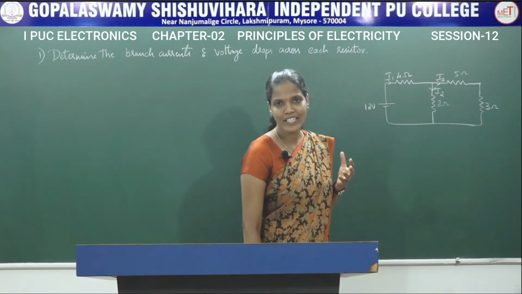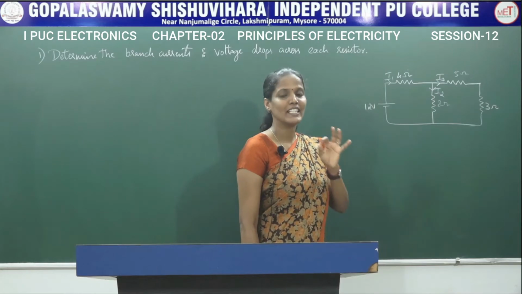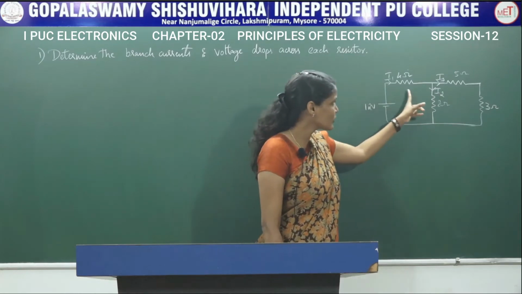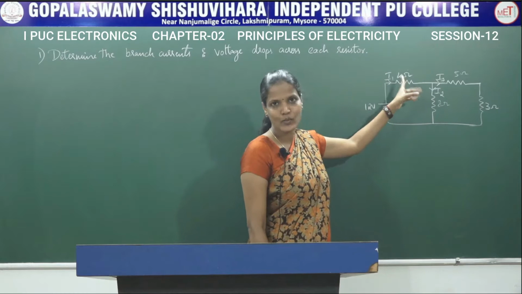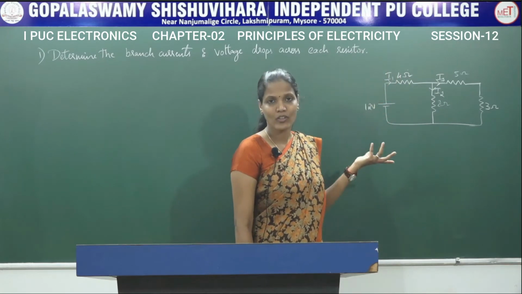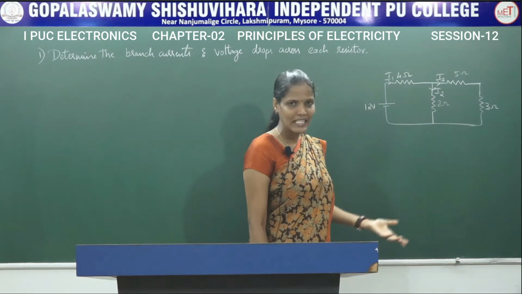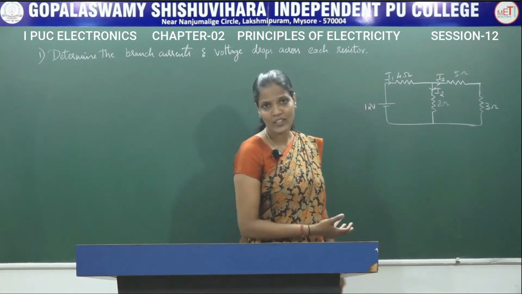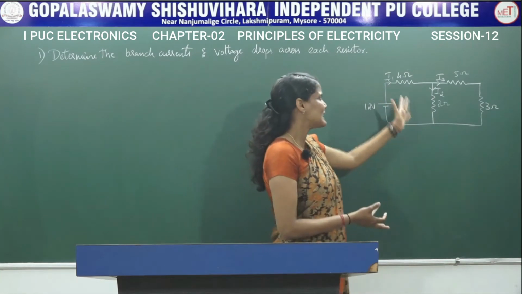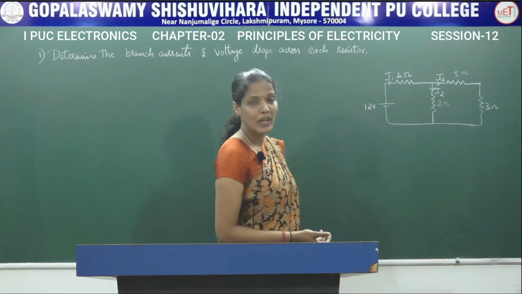How to find out the voltage drop? V is equal to I into R. The current flowing through that resistor into that resistance value is the voltage drop across that resistor. But we do not know the values of I1, I2 and I3 in order to find out the voltage across that resistor. So first let us find out the branch currents.